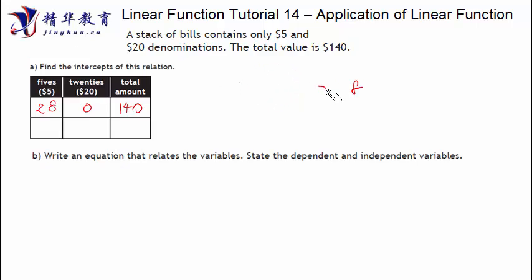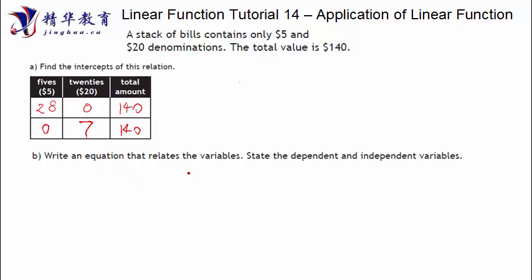If we don't have any $5 bills, all we have is $20 bills. We're going to have seven $20 bills and no $5 bills. We still get $140, right? That means we have an x and a y intercept here. I'm going to talk about these in more detail. Let's see the next one.